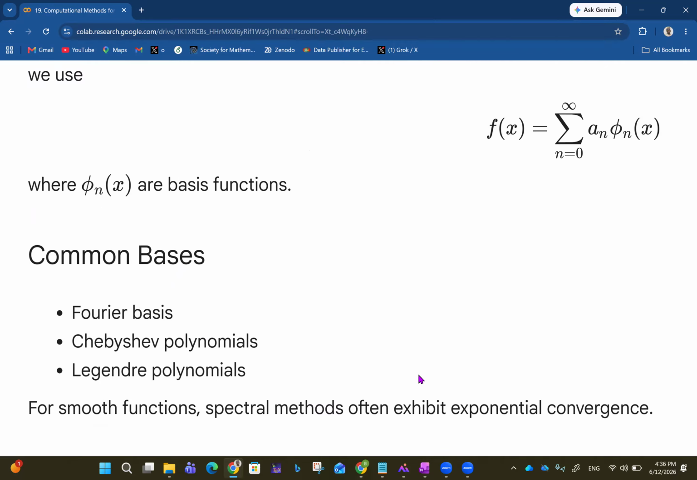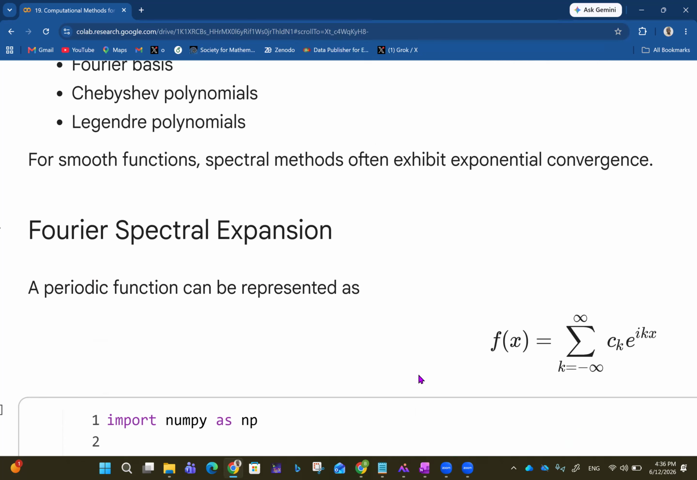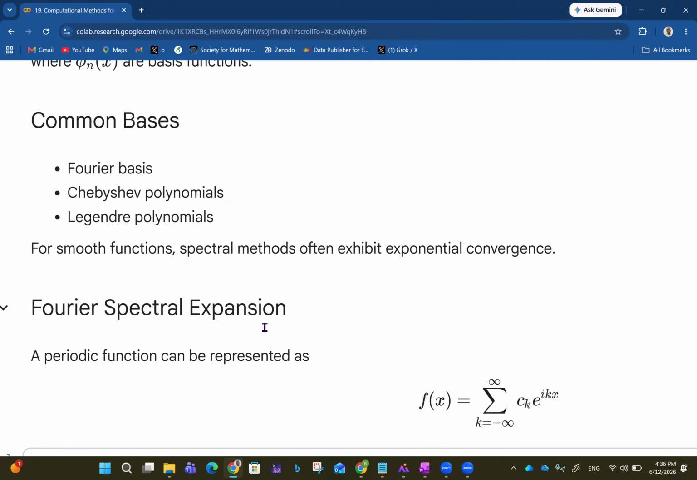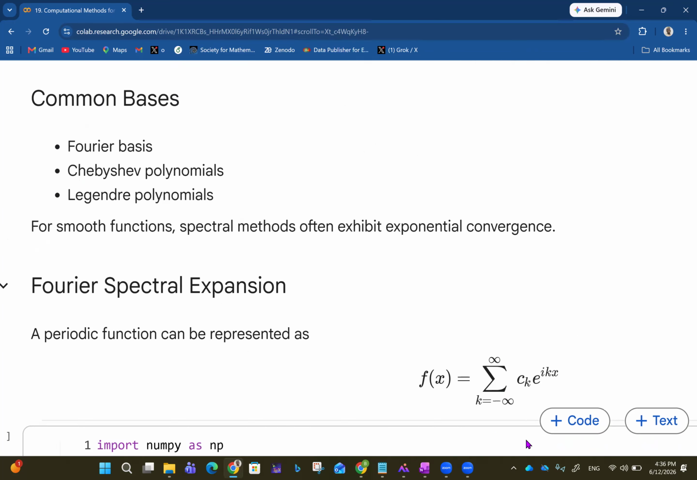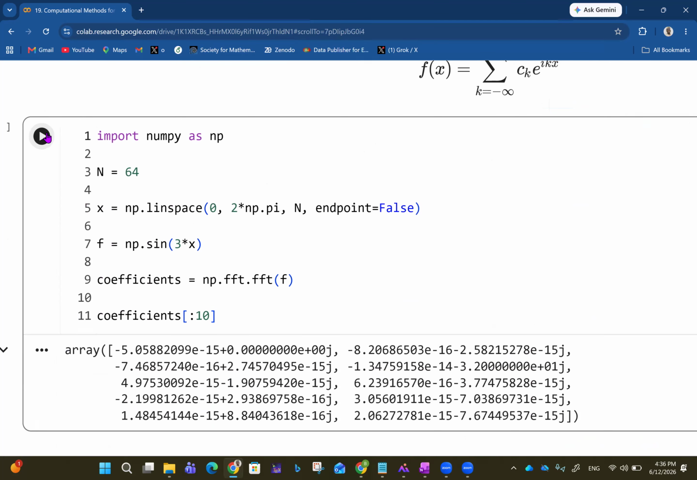So I think I did something like this under the numerical analysis playlist, which you want to check if you need to do something with numerical analysis. A periodic function can be represented as f of x equals the summation from k equals minus infinity to infinity of c sub k e raised to i k x. All right, that's the Fourier spectral expansion as demonstrated here.